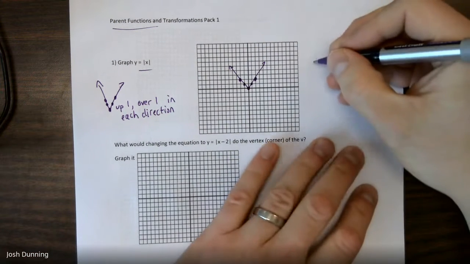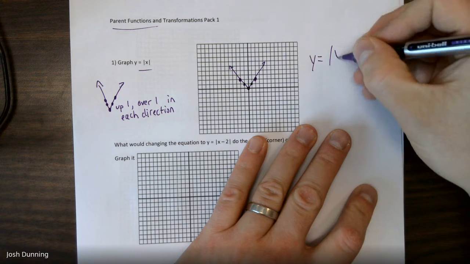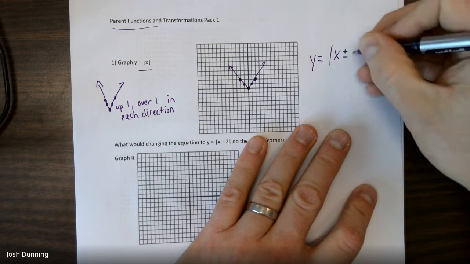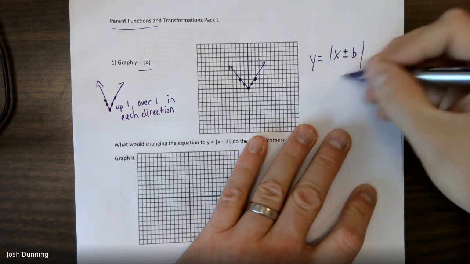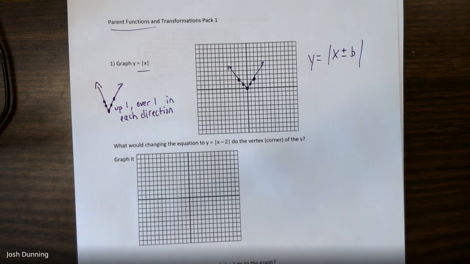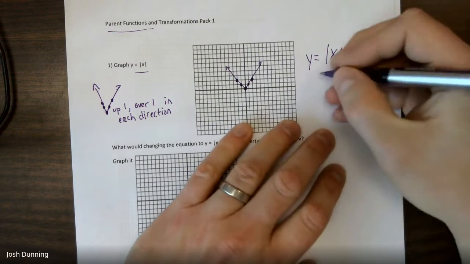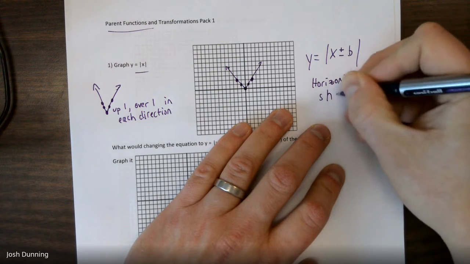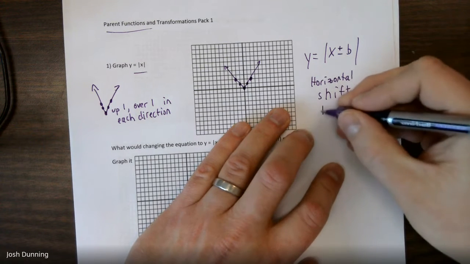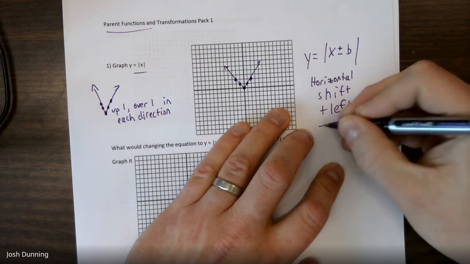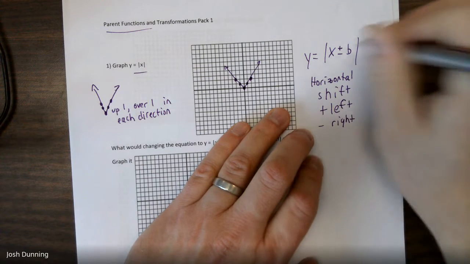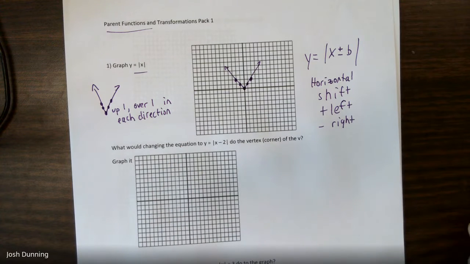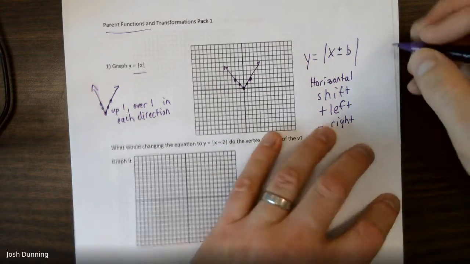Now, for the shifts, inside the bars, and this is true of every function we're going to talk about for this pack, inside is a horizontal shift, and it's backwards from what you normally think. Plus is actually left, minus is right. So inside the bars, horizontal shift, plus is actually left, minus is right.